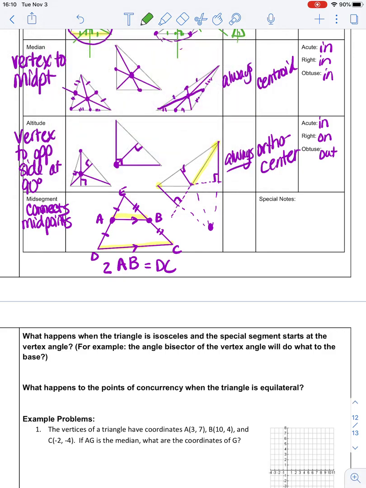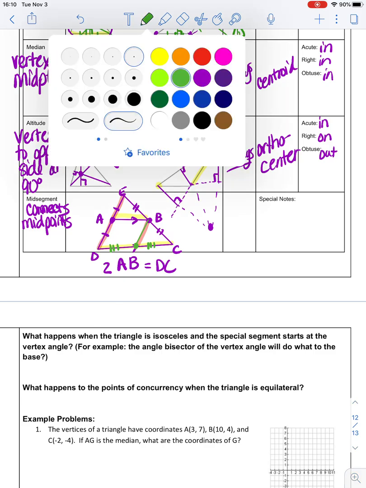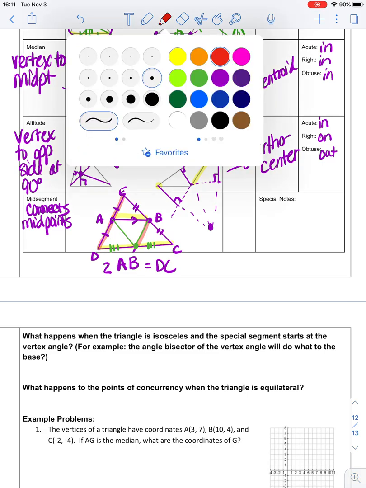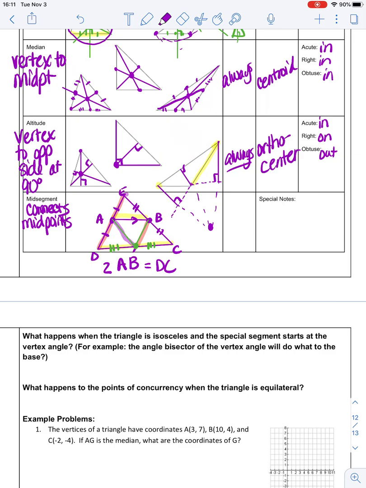Now, there are multiple mid-segments, just like there were multiple altitudes, medians, perpendicular bisectors and angle bisectors. I can also connect this midpoint here. Now I've got this divided, and it's parallel, but it's parallel to a different side. That mid-segment is parallel to DE, and it's half as long. And then I also can connect this mid-segment. That one is parallel to EC, and it's half as long as EC is.